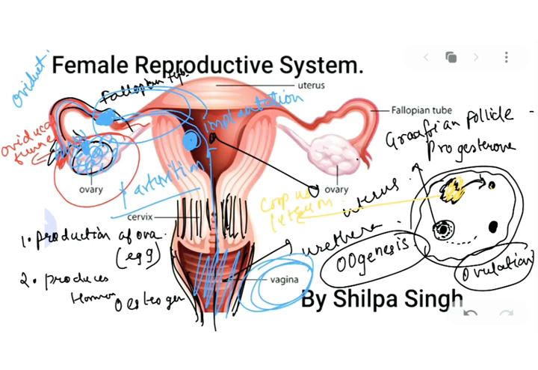Parturition. So today we have learned ovulation, oogenesis, then we have one more term, parturition, and implantation. So all these terms please revise and let me know if the video is clear to you, the topic, the concept is clear to you or not.